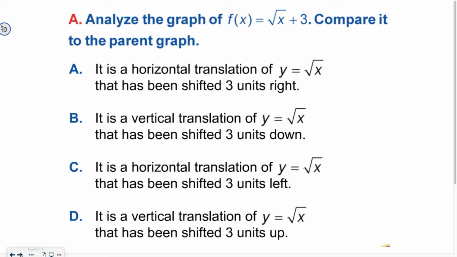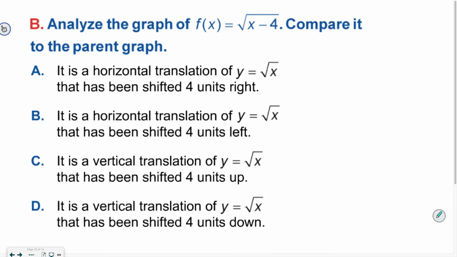Hopefully you ended up at letter D. It's a vertical translation that has been shifted 3 units up. And let's look at part B. Hopefully you ended up at letter A.